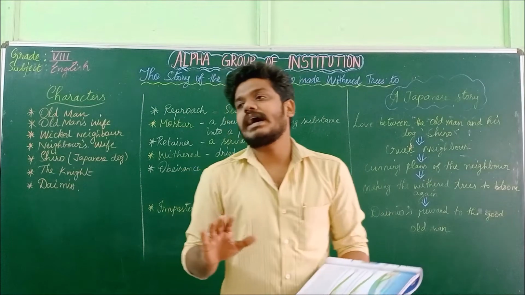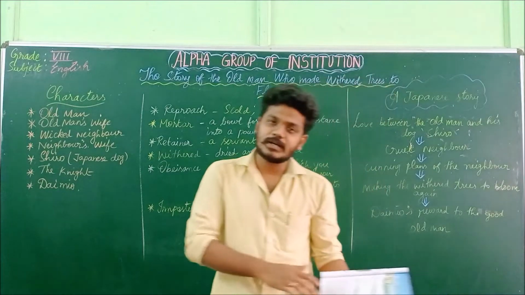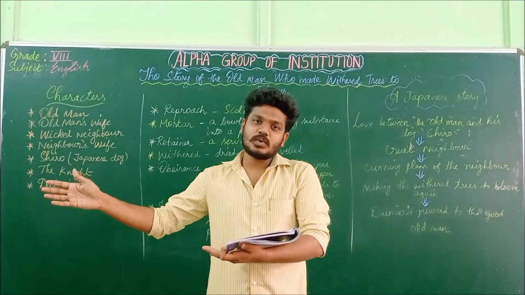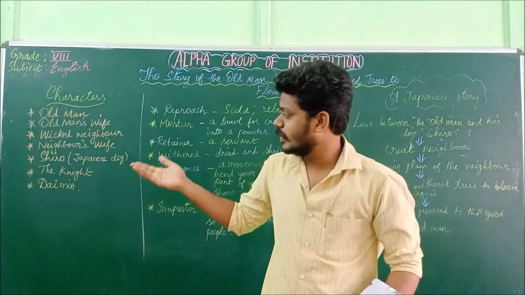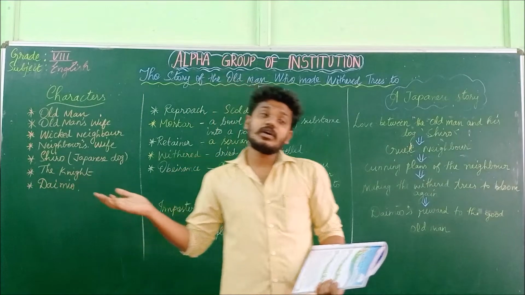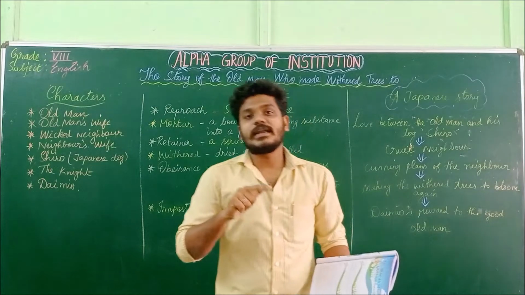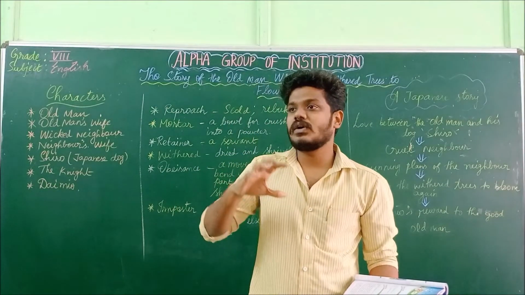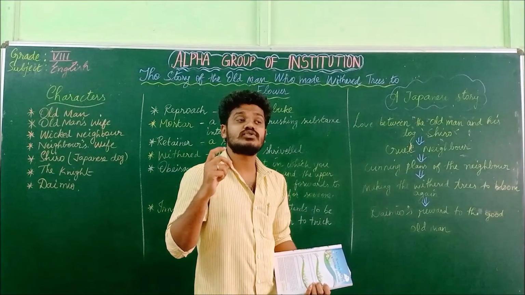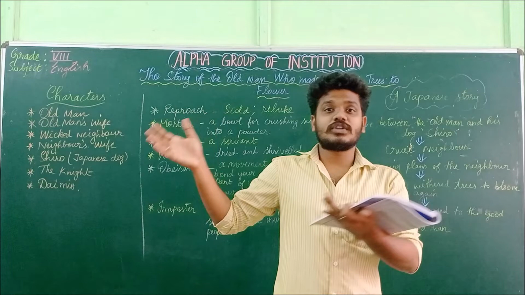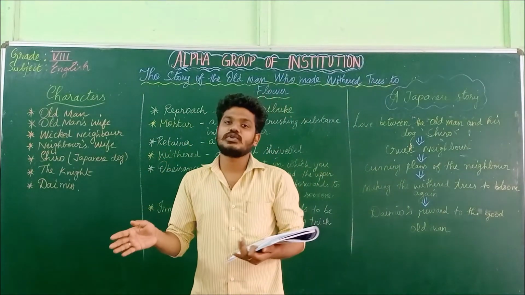Okay, after that, while the old man and his wife were taking the gold coins to their house, the wicked neighbor next door, whose mind was very cruel, saw them. He already had hatred towards the old man, his wife and his dog Shiro, and now the old man had got some fresh fortune too. All this made him very jealous, and he thought he had to do something to get the fortune that they got. So he planned, and he went one day to the old man's house.